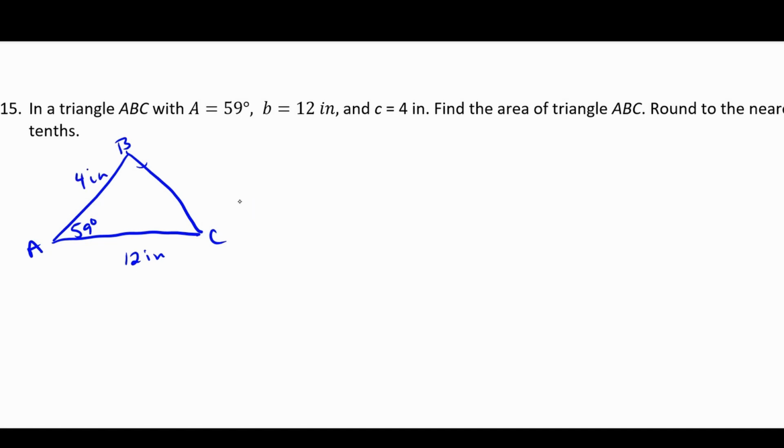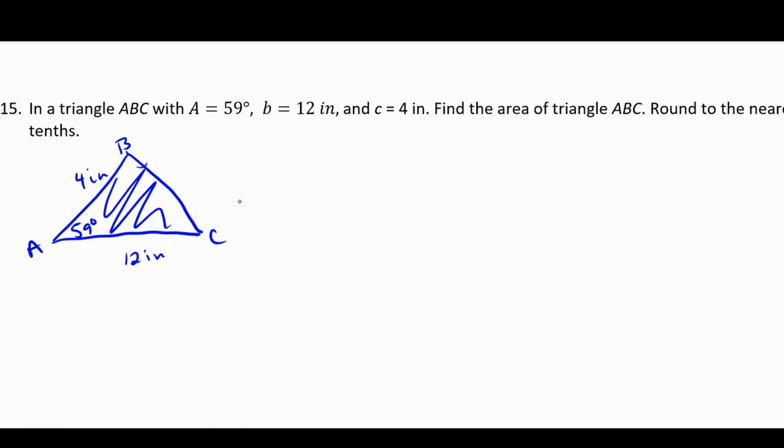Alright, and what I need to do is I want to use Heron's formula so that I can get the area of this triangle, and I want to find all this space inside. But I need the third side in order to do that. So I'm going to find the third side using the law of cosines.